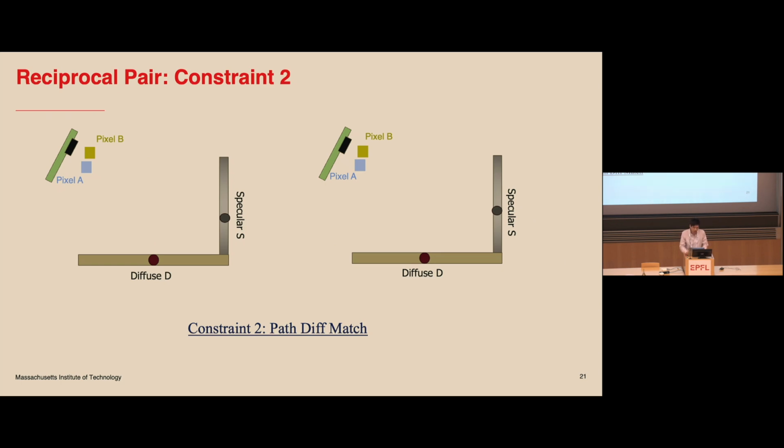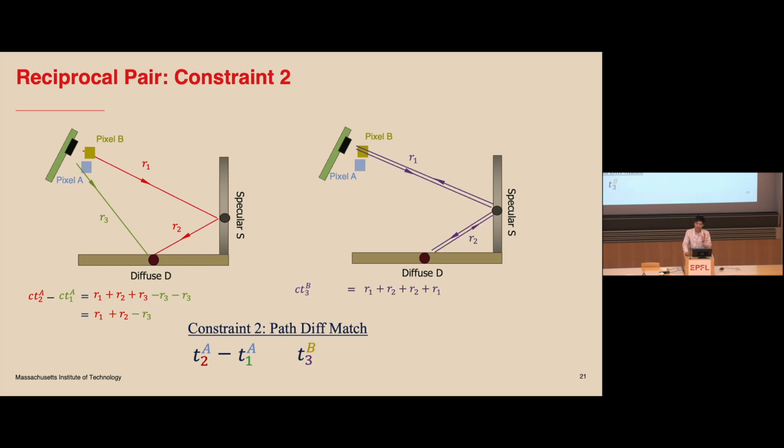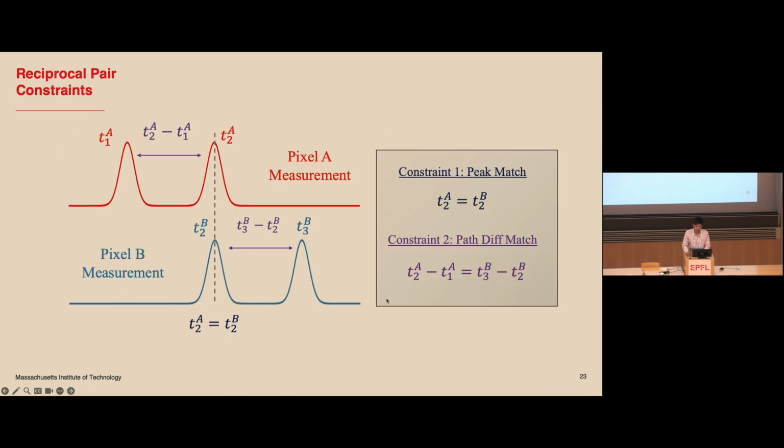From the diffuse surface direction, you can detect two bounces, and if you subtract the one bounce return from this direction, you get this remaining path. For the signal coming from the specular surface direction, you can get three bounces, and if you subtract the two bounce return, you get this remaining path. And as you can see, the difference of the paths is actually equal. So we call this path diff match.